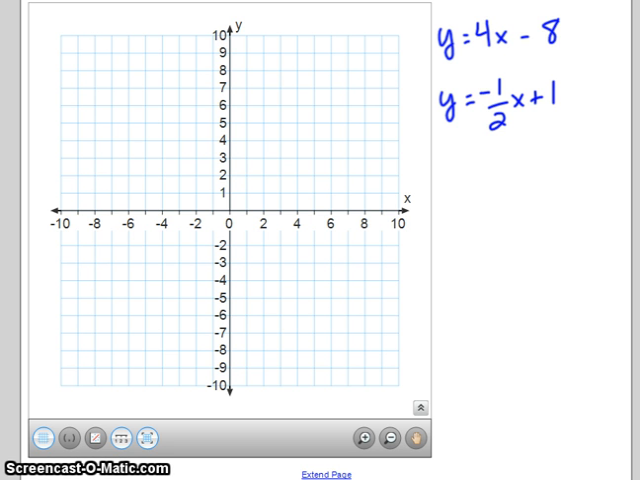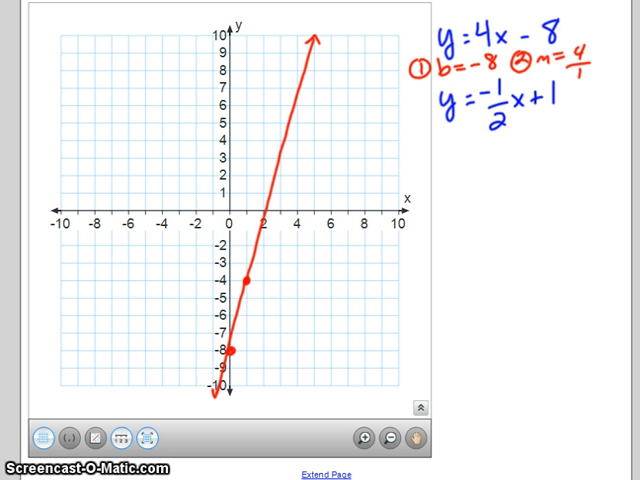Y equals 4x minus 8. So we go down to negative 8. B equals negative 8, so we go down to negative 8 on our y-axis. Our slope is 4, or 4 over 1. So up 4: 1, 2, 3, 4. Over 1. There's our 2 points. Draw a line through the 2 points.